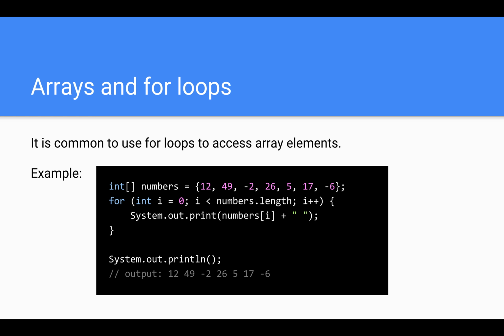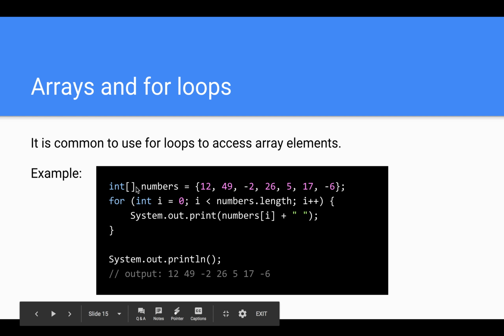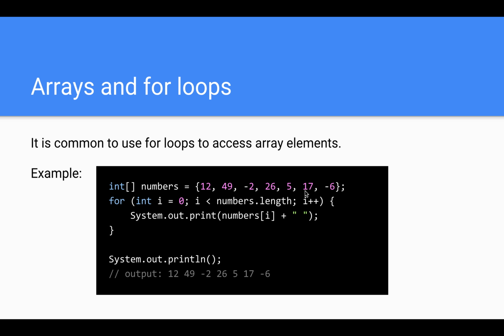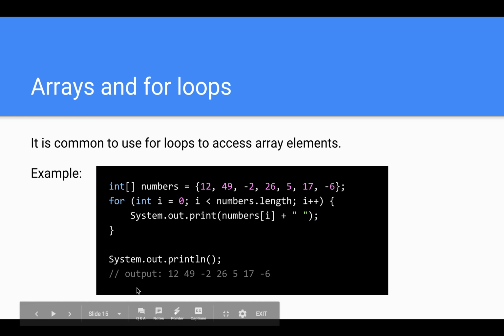Arrays and for loops. It's common to use loops to access array elements. So to do a traversal of the whole array, you would use a for loop. Here's an example. We have numbers, which is equal to 12, 49, -2, 26, 5, 17, -6. And then we run over the whole array from 0 to the length of the array, strictly less than, because we don't want to get an index out of bounds error. And then we print out numbers at i, so each number at each position, and that'll print out 12 49 -2 26 5 17 -6.